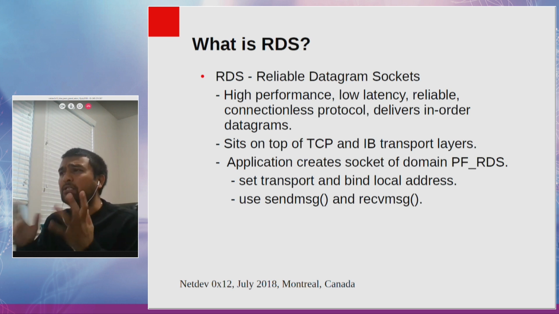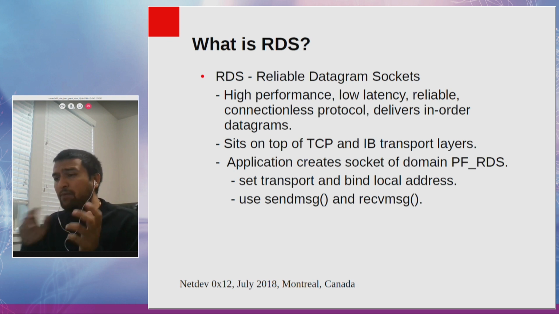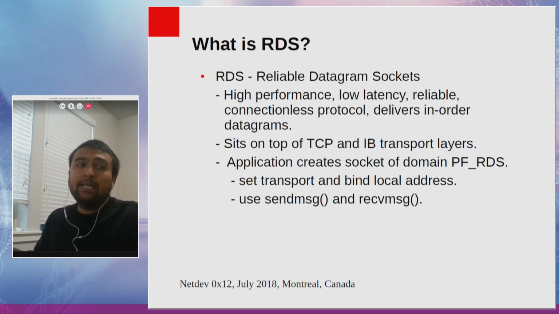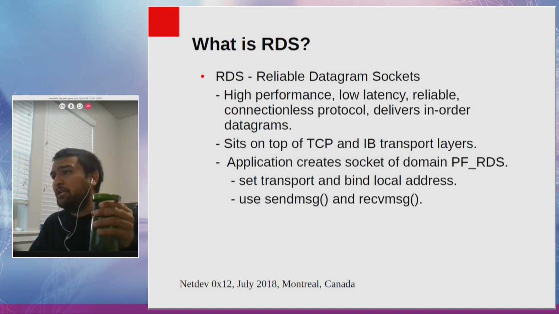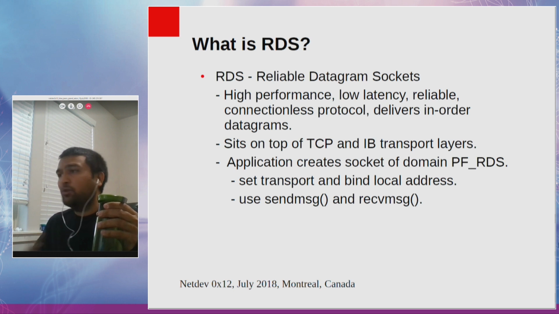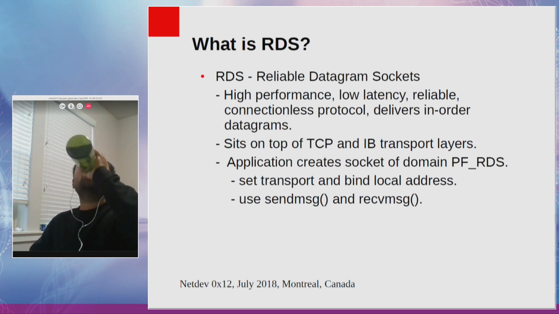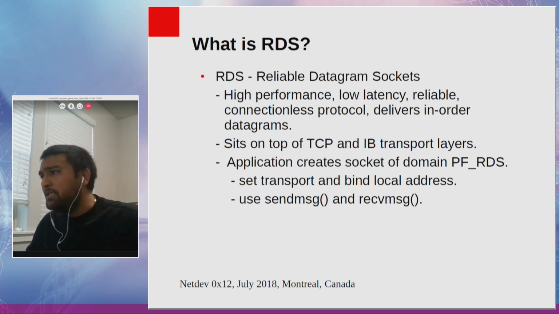From the user space perspective, this is a typical client server model. The client opens a socket of domain PF_RDS. The client also has to set the transport, because we deal with two kinds of transport, and binds the local address, and uses the regular sendmsg and recvmsg system calls to communicate with the server. Next slide, please.